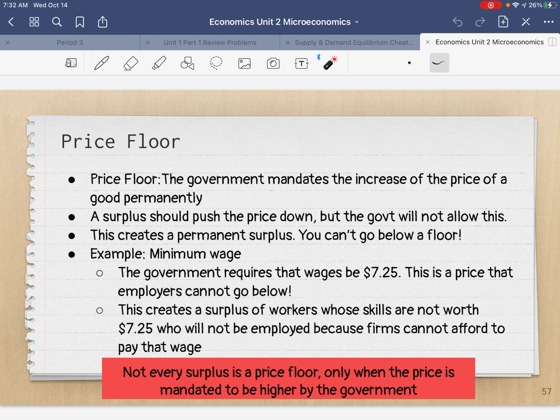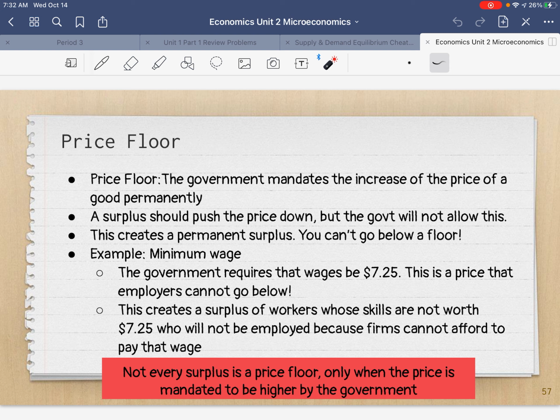At McDonald's or Dairy Queen or something like that, you probably started out making $7.25, unless you work at Walmart. Lucky you. The government requires that wages be $7.25 federally. Now, different states have different things. California has a higher minimum wage, but Kentucky keeps their minimum wage at $7.25, which is the federal minimum wage, okay?